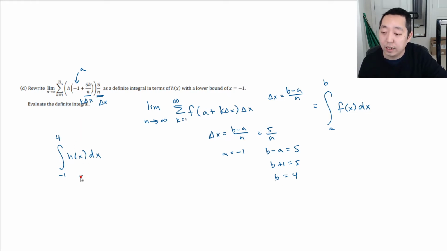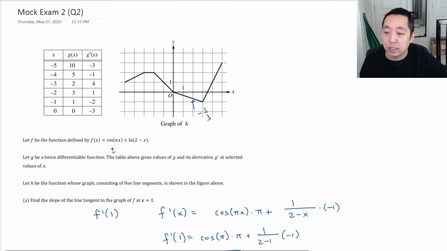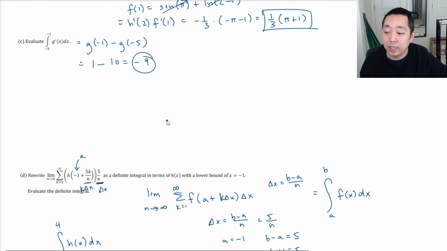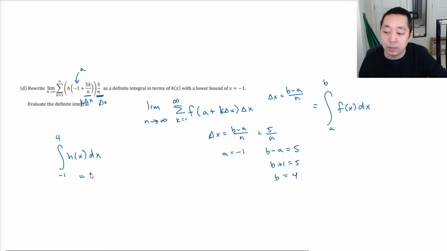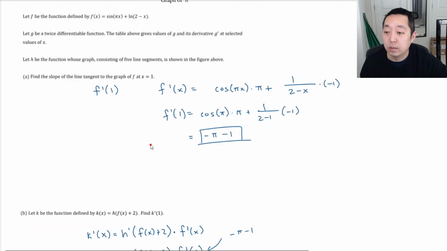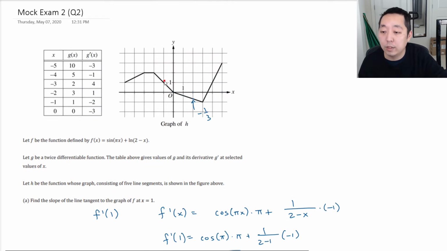Remember h is a graph, right? So I have a graph of h. So what does this physically mean in terms of the graph? This is the area between x equals negative 1 and 4. Okay. So I need to go from negative 1 here to 1, 2, 3, 4. Oh no, that's not 4. What am I doing? That's 4. 1, 2, 3, 4. I'm going to find this area here. All this area.